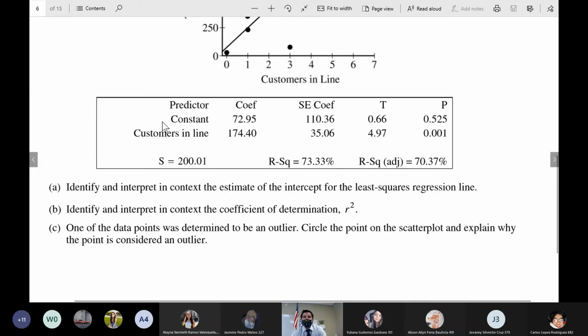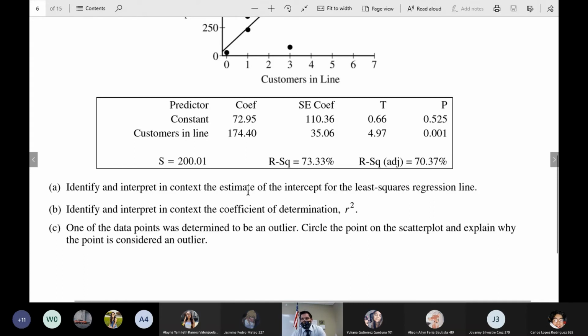All right. So we have our constant here that represents our y-intercept. We have our customers in the line, this value, 174.4. That's essentially seconds of waiting per customer in line. This is our slope. And we have S and R squared, and those are the four values we're most interested in.